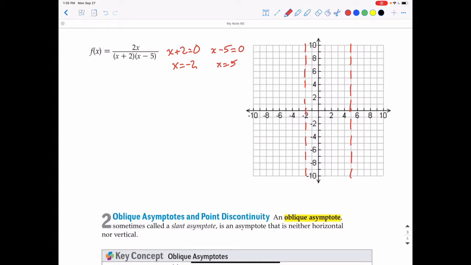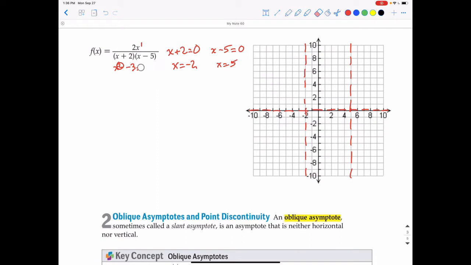For the horizontal asymptote, we have a first degree expression in the numerator, but what is the degree of the expression in the denominator? Well, if you were to multiply that out, you would get x squared minus 3x minus 10, which means it is a second degree polynomial. So therefore, we have a rational expression where the degree of the numerator is less than that of the denominator. And according to the previous rule we had, when that occurs, the horizontal asymptote is located at the x-axis, also known as the line y equals 0. So right through here.